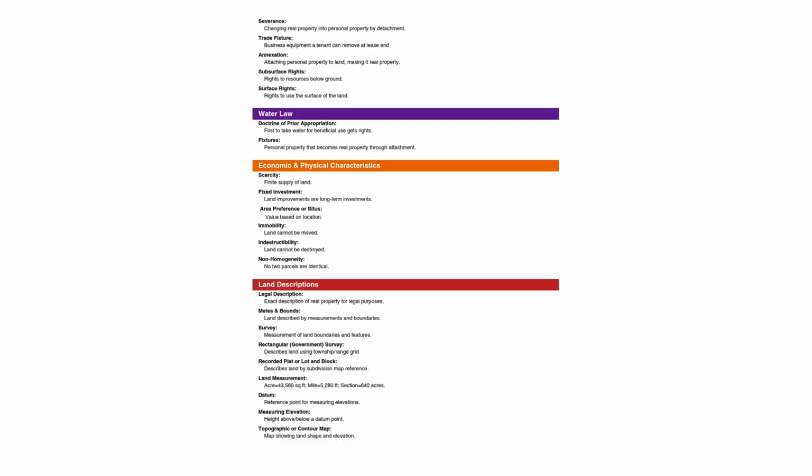When it comes to measuring elevation, that's the height above or below a datum point. Datum is the reference point for measuring elevations. And when it comes to land measurement, make sure you know that 1 acre is equivalent to 43,560 square feet. 1 mile is equivalent to 5,280 feet, and one section, which is used as a description specifically under the rectangular government survey, is equivalent to 640 acres. Also, be familiar with a topographic or contour map that simply shows the land shape and its elevation.